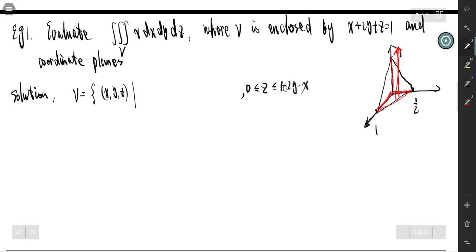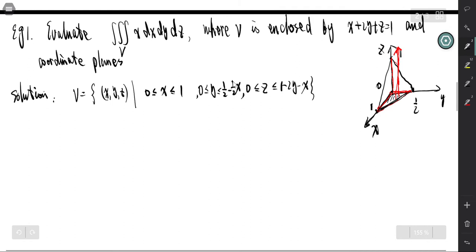And the region on the xy plane is a triangle. So y is from 0, the x-axis being y equals 0, to the hypotenuse line of the triangle, x plus 2y equals 1. That's y equals 1/2 minus 1/2 x. And x is bounded by 0 and 1. Here is 1, here is 0. That's the x axis, y axis, z axis.